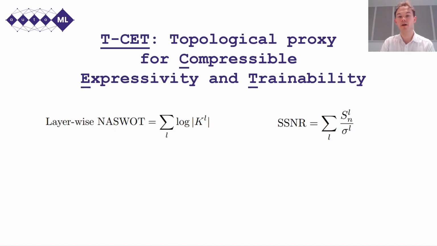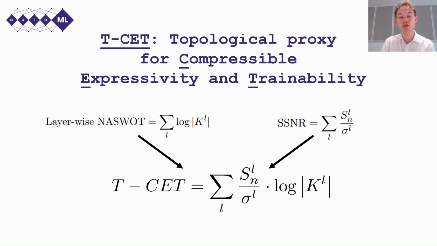Upon noting a number of dissimilarities between our layer-wise version of NASWOT and SSNR, we determined that they may be ripe for combination. And as such, we take their layer-wise dot product to produce a topological proxy for compressible expressivity and trainability, TSET. TSET improves upon SSNR in a number of search spaces and provides a proof of concept for direct metric composition, an as yet unexplored area of research.